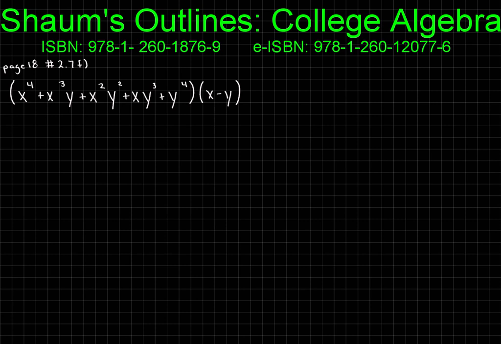Hi, we're working on Chum's outlines again, page 18, number 2.7f. We need to multiply out the expressions in the parentheses. My first step is going to be to move the small expression to the front because it's easier to do it that way.